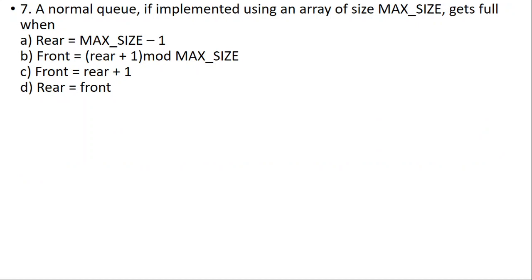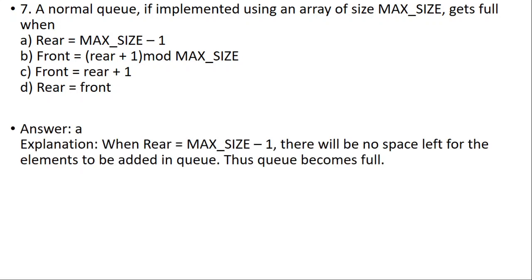Seventh question, a normal queue, if implemented using an array of size max size, gets full when. Answer is A, when rear equal to max size minus 1, there will be no space left for the elements to be added in the queue. Thus queue becomes full.